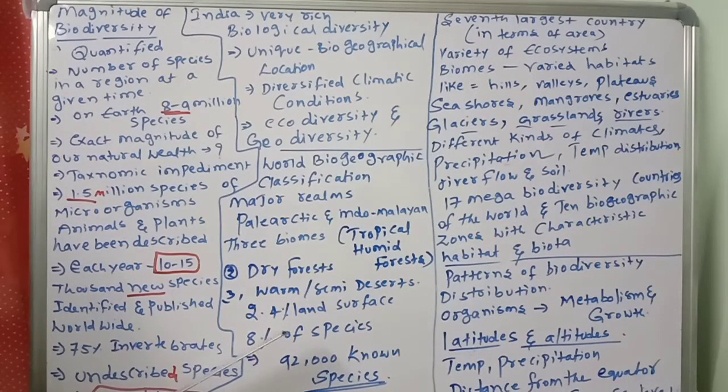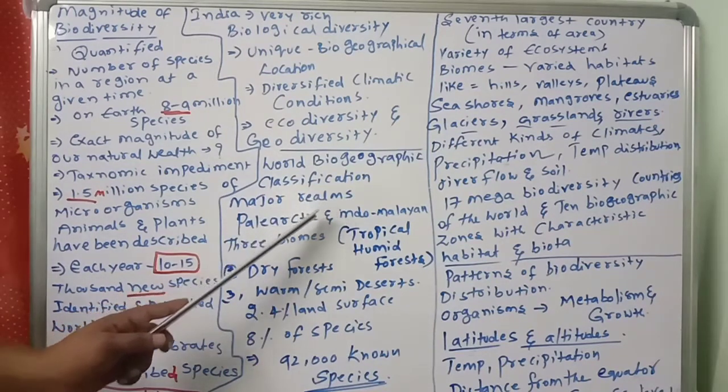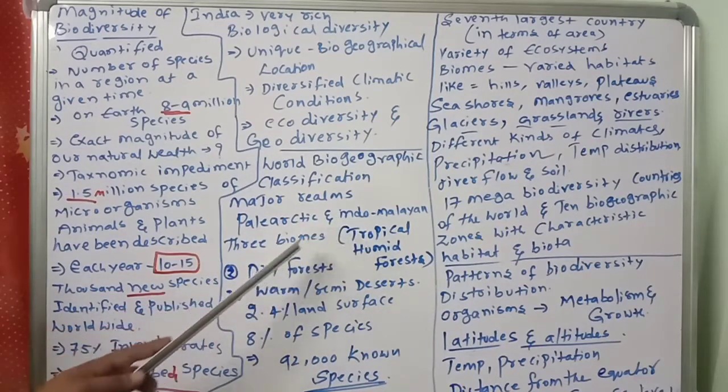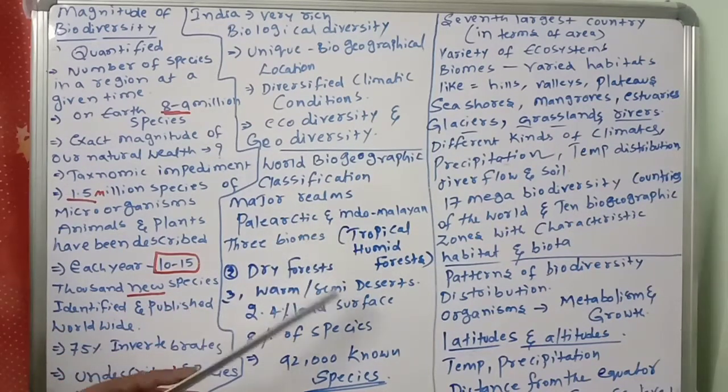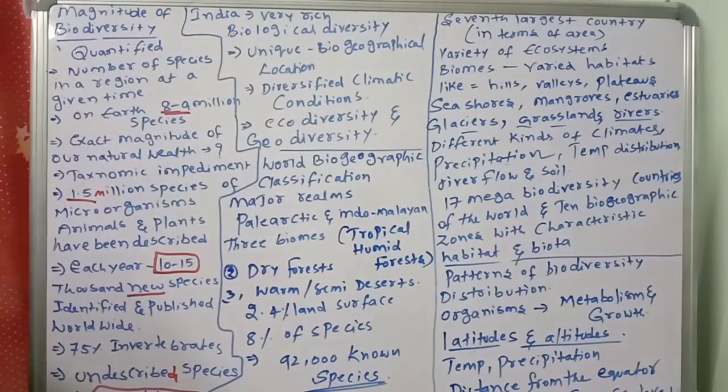So according to the World Biogeographic Classification, India represents two major realms, Palearctic and Indo-Malayan, and three biomes: tropical humid forest, dry forest, and warm and semi-deserts. This point you have to remember. Next, India is the seventh largest country in terms of area.